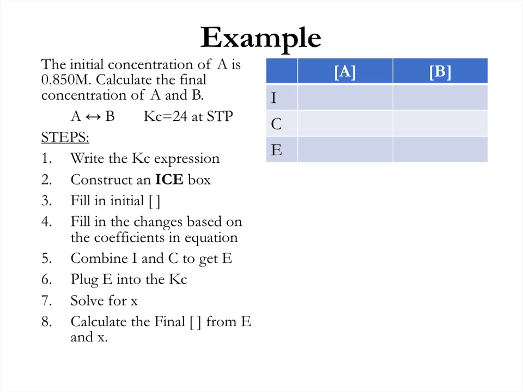You could be given a balanced equation, and you may or may not be given the K value. If you're not given the K value, you'd have to solve for it. But if you are given a K value, you're going to be using that when you set up your equilibrium expression. So what you do is you write what the K expression would be, which for this equation would be the concentration of B over the concentration of A. So very simple. Your next step is to make an ICE table.